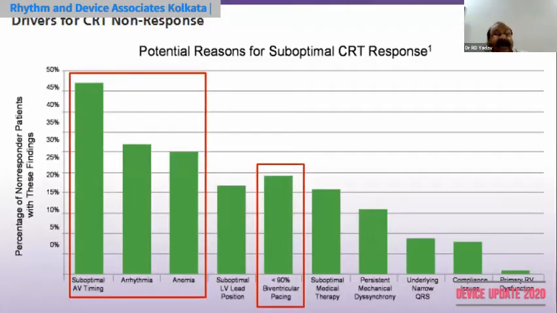So this is the conclusion. Now, as I told you, suboptimal AV delay is the most important cause for non-response and decrease in BIV pacing below 90% is the most important cause for the CRT response.